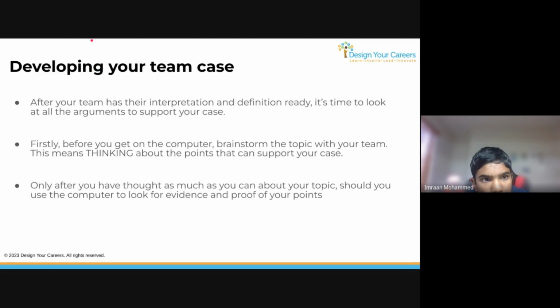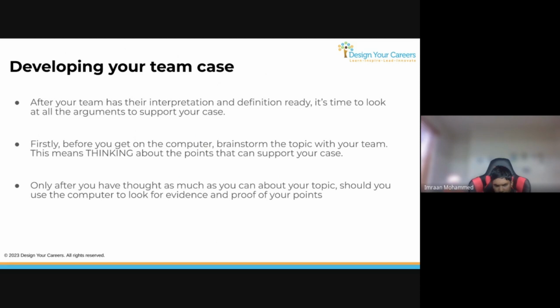So when you're developing your case, you're going to want to think before you research. So just get a brief overview of the topic, because a lot of times in debate, you're not going to be able to pick your own topic. It'll be given to you by someone else. You can make suggestions maybe, but it's ultimately not completely your choice what topic you get or what topic you're going to debate about.